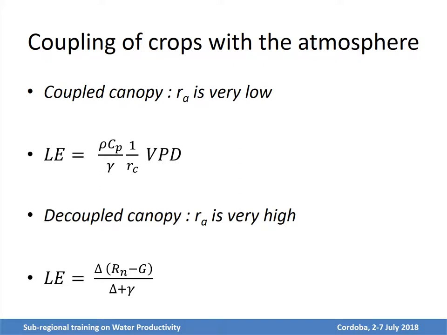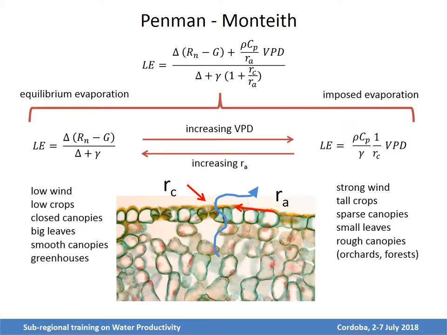We see that these extremes, the imposed evaporation and equilibrium evaporation, mark the concept of coupling of crops with the atmosphere. We say that a crop is coupled to the atmosphere when aerodynamic resistance is very low, so we can calculate evaporation using the imposed evaporation equation. On the other hand, we talk about a decoupled canopy when RA is very high, so evapotranspiration can be calculated using the equilibrium equation seen before.